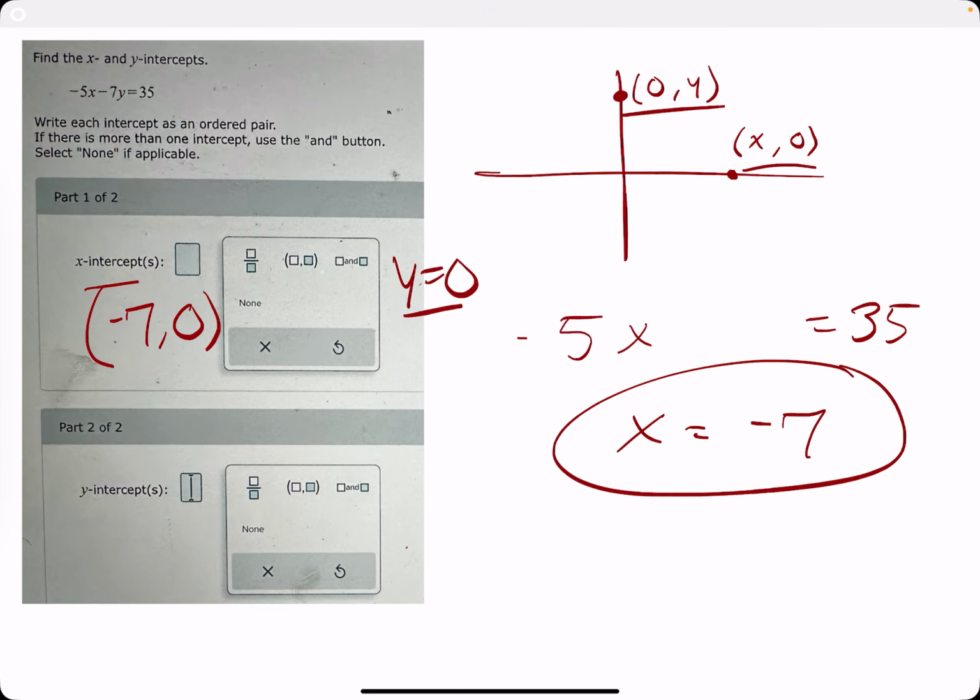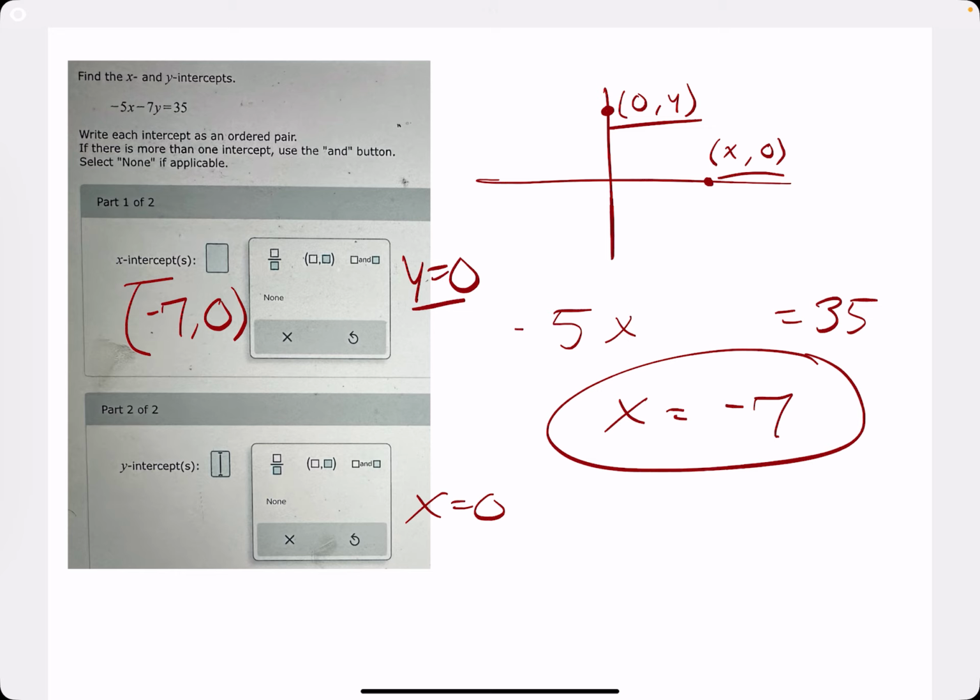Y-intercepts, we plug in. That's crazy. If it's picking it up on camera, that's wild. All right. Sorry, we're so close.